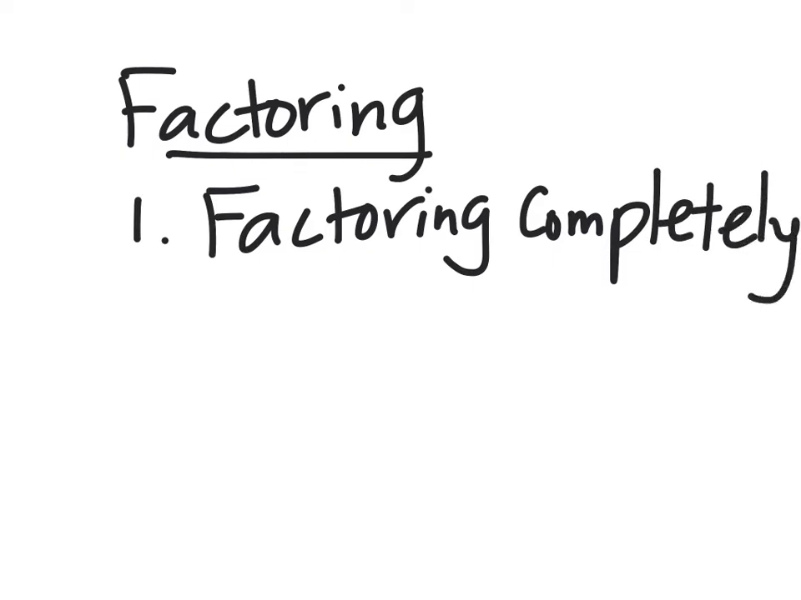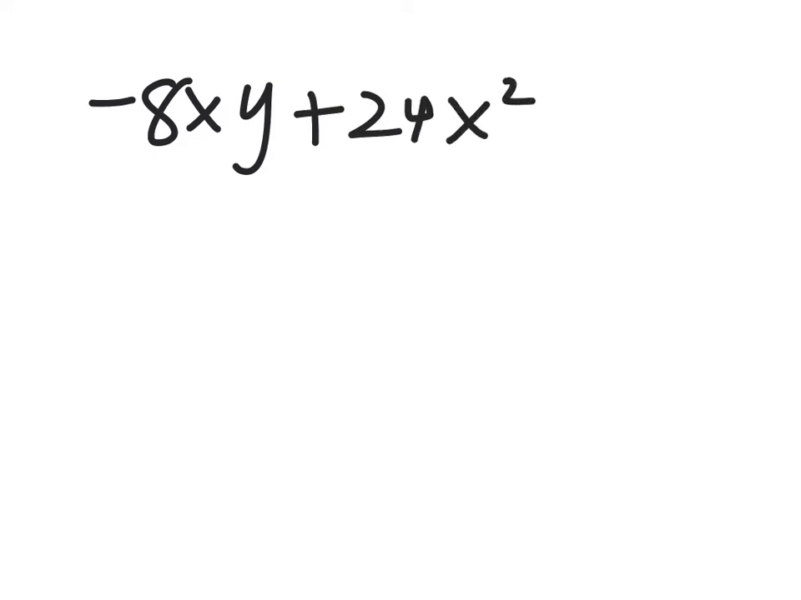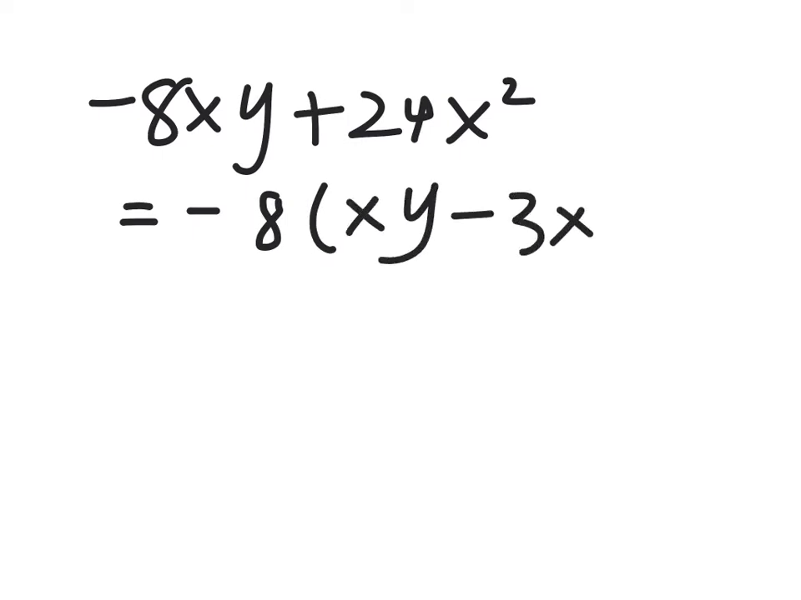In the homework assignment, there was one exercise that asked you to use the generic rectangle to factor negative 8xy plus 24x squared. And many of you did wonderful answers. And here are some of your answers. You had negative 8xy plus 24x squared equals negative 8 times xy minus 3x squared, because you factor out the 8 as their common factor.